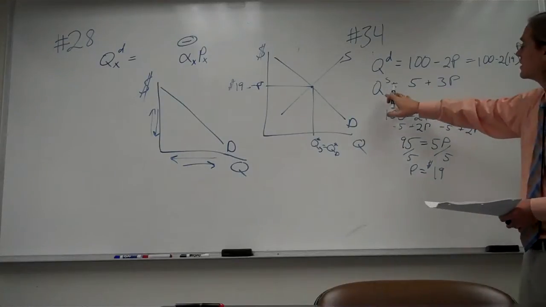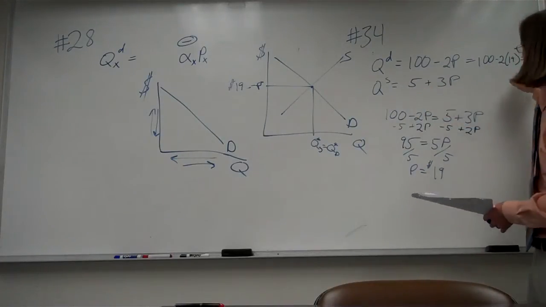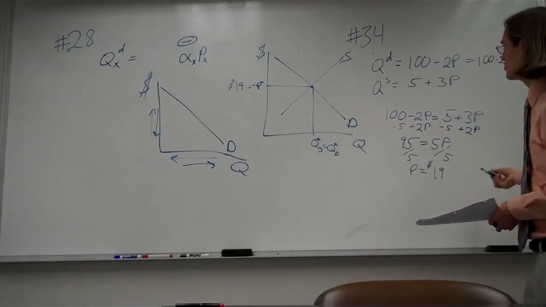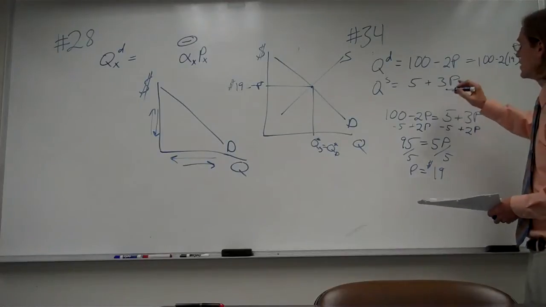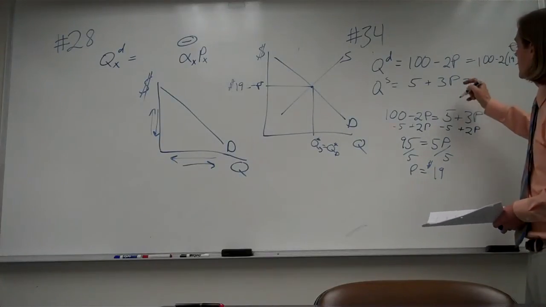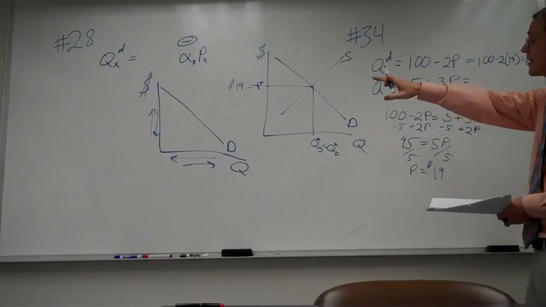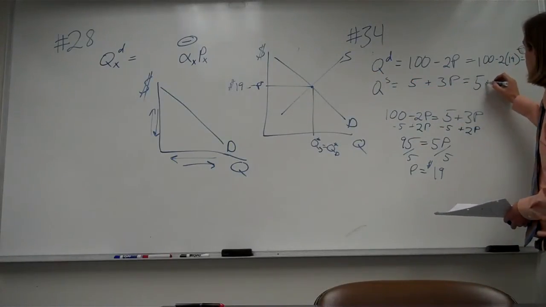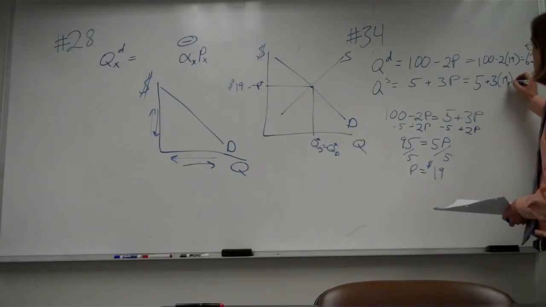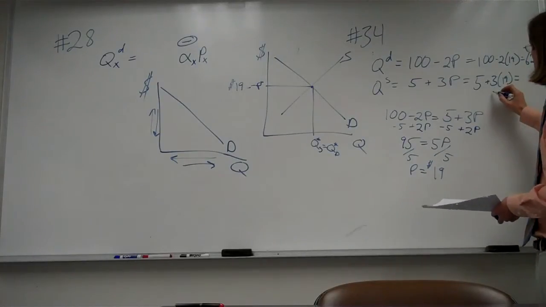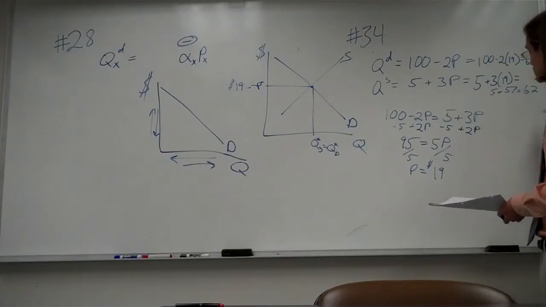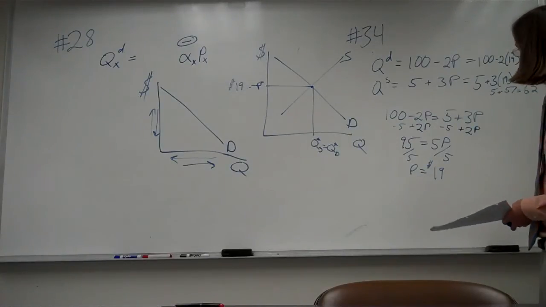And then we can do the same thing here with the quantity. That gives us the quantity demanded. And we know that the quantity demanded at equilibrium is equal to the quantity supplied. But we can go through again just to double check, make sure all of our numbers are right. We can plug the price we found into the supply equation and get 5 plus 3 times 19. Again, that should equal 5 plus 57, again 62, if my math is right.